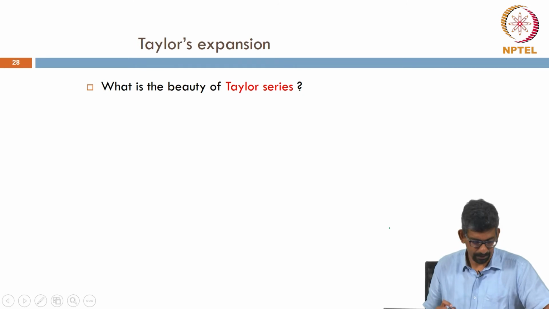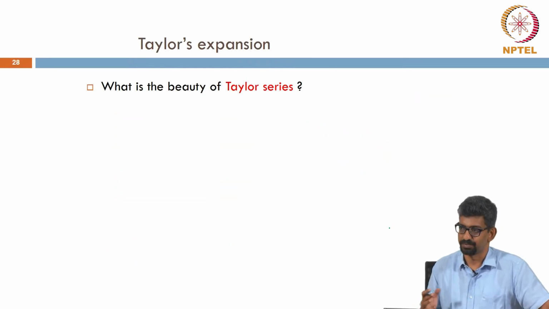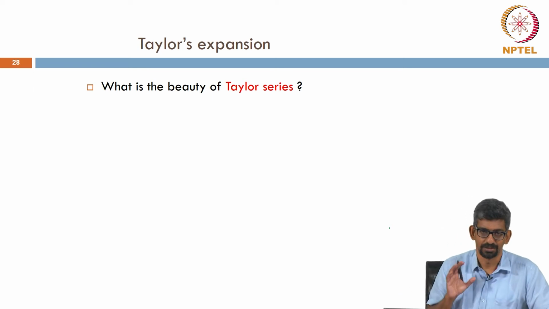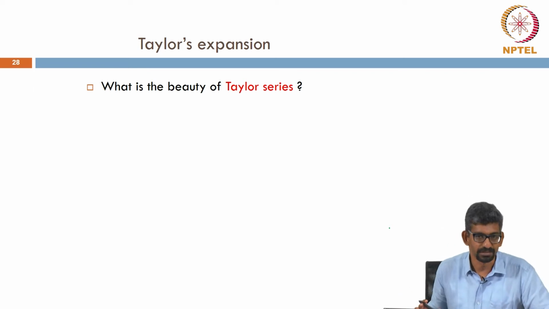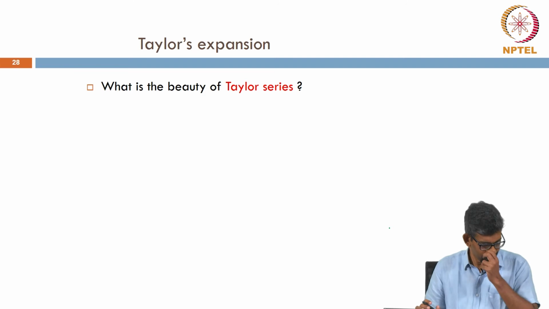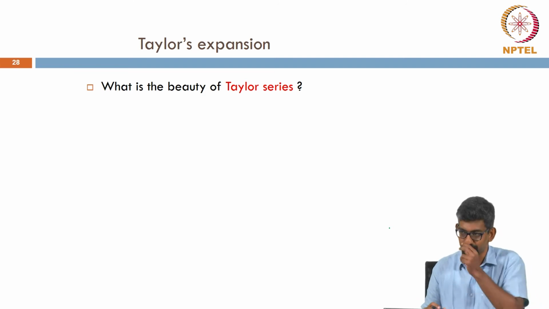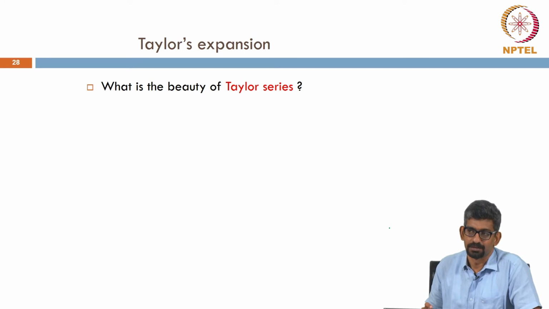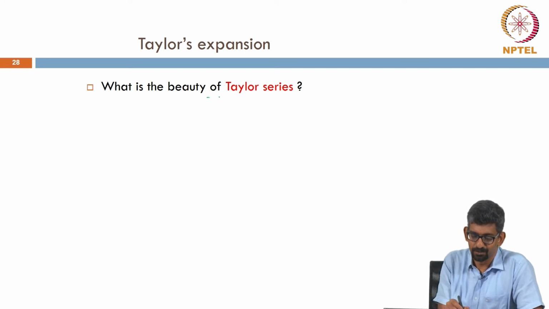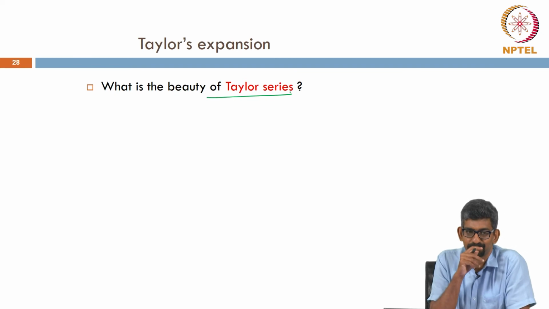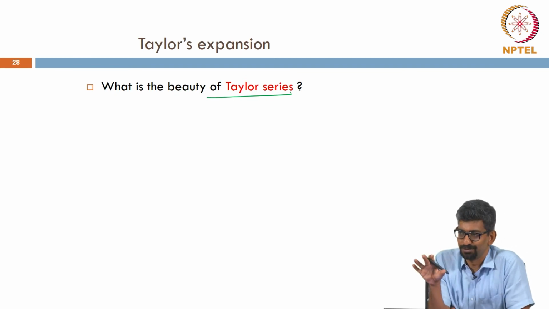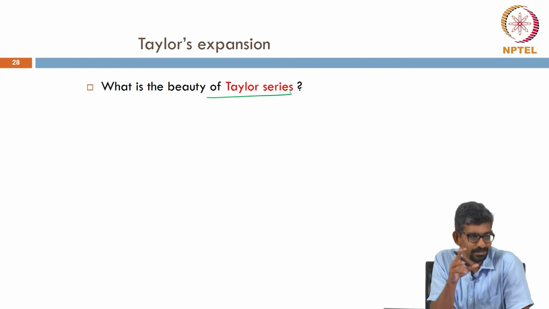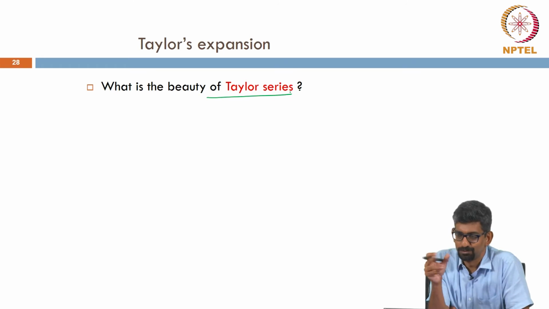Now, we will take one step aside and talk about something called the Taylor series, and then we will go back and see why this is important in optimization. So, the question here is, what is the beauty of the Taylor series? Maybe you three can answer.